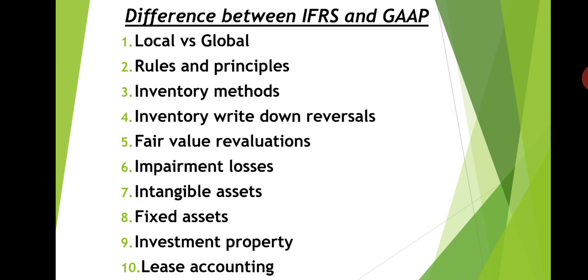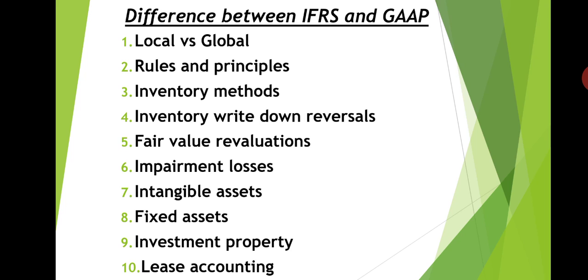Understood? Here, in the case of IFRS, development cost, so this is called intangible asset. Understood? Development costs are capitalized under IFRS when certain criteria are met. But in the case of GAAP, development costs are expensed as incurred, with the exception of internally developed software. But in the case of IFRS, there is no specific guidance for software. That is the difference between IFRS and GAAP. Next one, fixed assets.